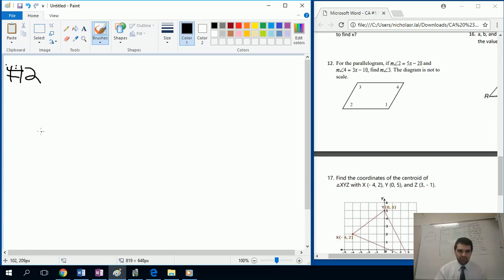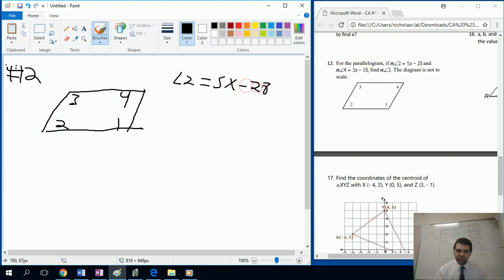So we're going to have a parallelogram with angles 3, 4, 2, and 1, where the measure of angle 2 is going to be equal to 5x minus 28, and the measure of angle 4 is going to be equal to 3x minus 10. And let's just look at this parallelogram here. Measure of angle 2 and 4, they're opposite angles of a parallelogram. And this is just a property of parallelograms. You have to know opposite angles of parallelograms are congruent.